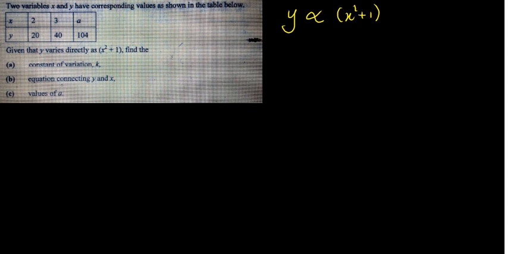Now, the question is to find the constant k, the equation connecting y and x, and then find the value of a. The first thing, we want to find the constant k. So we're going to write this as y is equal to, we introduce k, and then we have x squared plus 1, like that. If you don't put this in brackets, you are going to change the meaning of the question. So make sure that you always put it in brackets. And then for part A, we want to find the value for k.